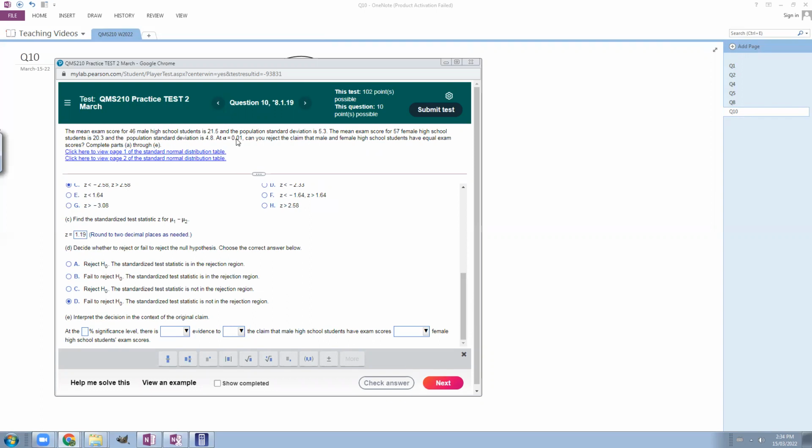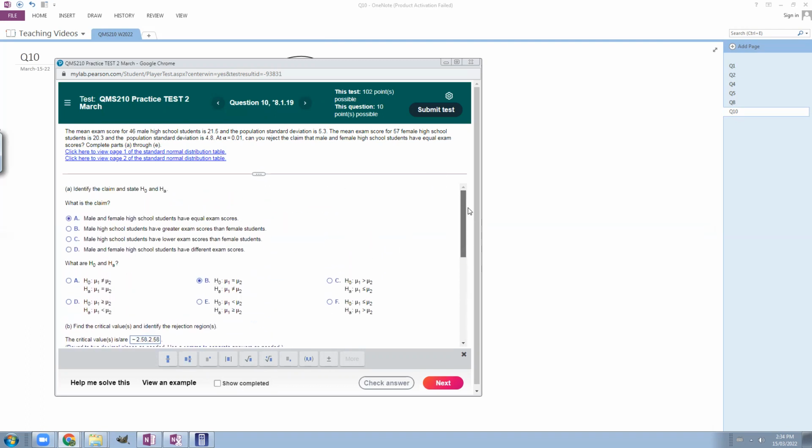At the 1% significance level, 0.01 is 1%, there is not enough evidence because we failed to reject. Not enough evidence to, are we going to support the claim? Were we trying to support or reject the claim? What was the claim? The claim was the null, that they have equal. So we were trying to reject it. We have not enough evidence to reject it. If the claim was the alternative, we're trying to support the alternative and reject the null. So when they say the claim, you have to know which one was the claim. Was the claim the null or the alternative? In this case, the claim was the null, they're equal.